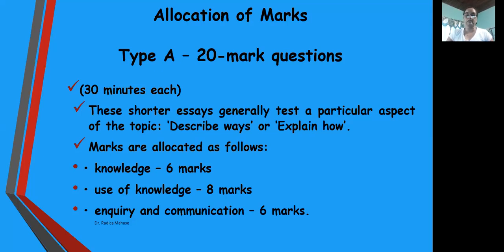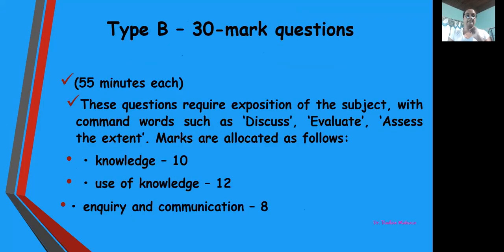So knowledge is 6 marks, but more importantly, use of knowledge, that is how you use the information that you know, is 8 marks. Okay, and inquiry and communication is 6 marks, and I'll run through what each one of those means in a bit. The type B questions, which are the 30-mark questions, you have 55 minutes for each of those in the exam.